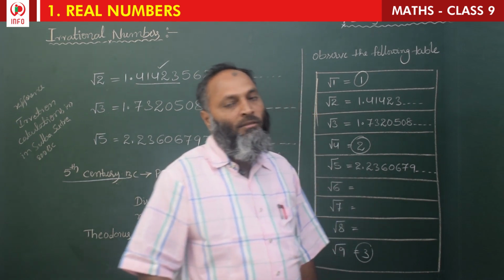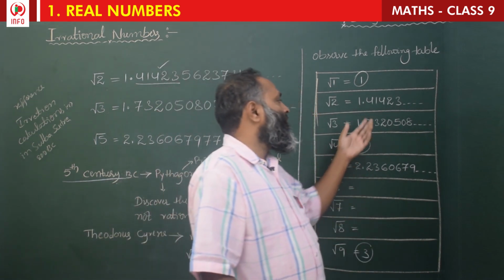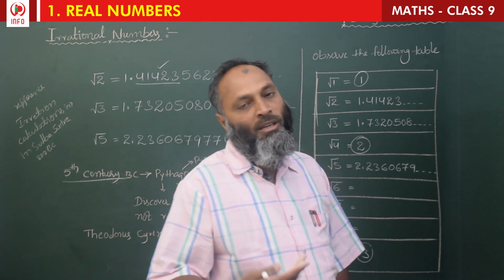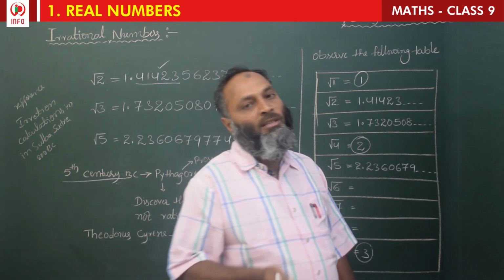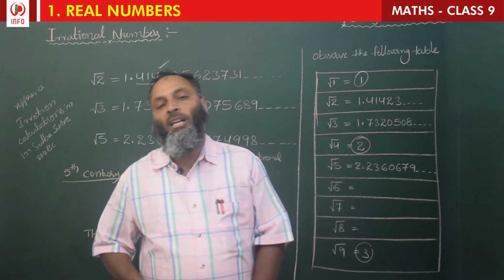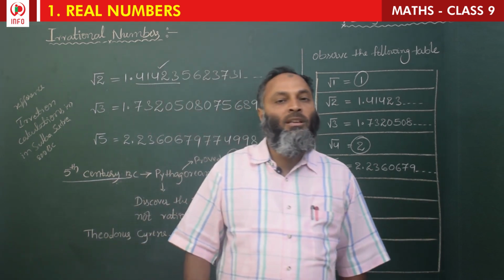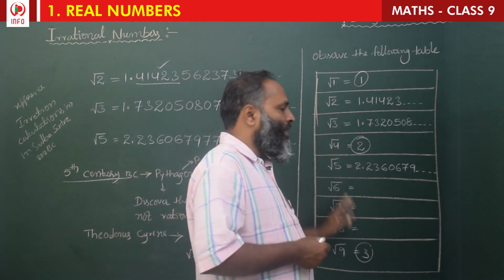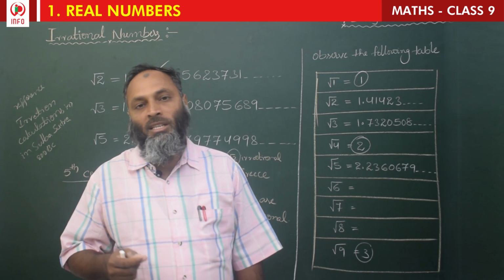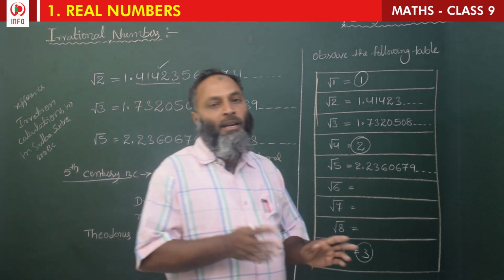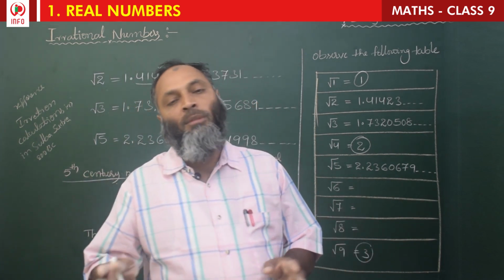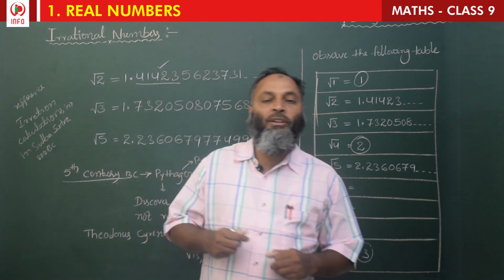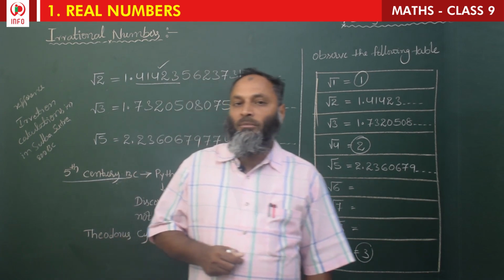So why are they irrational numbers? Because they are not perfect square roots, and if we use the long division method, we get decimals that are neither terminating nor recurring. That is why numbers which do not have perfect square root values are irrational numbers. So what type of numbers are irrational numbers? The numbers which do not have perfect square root values.